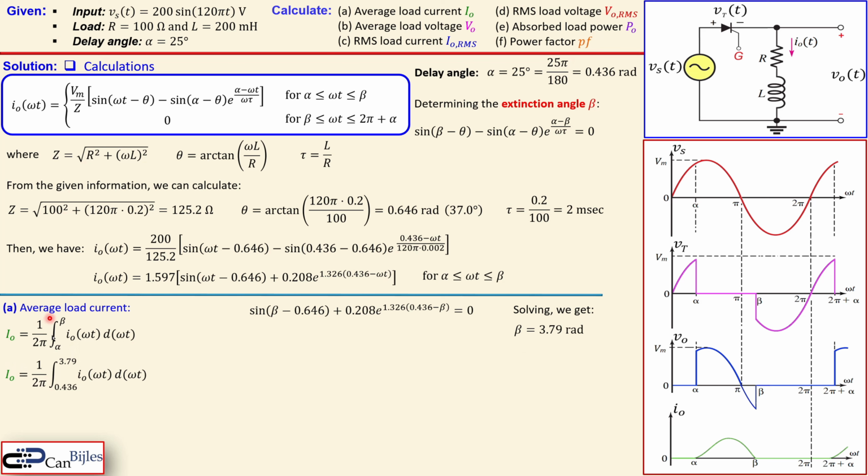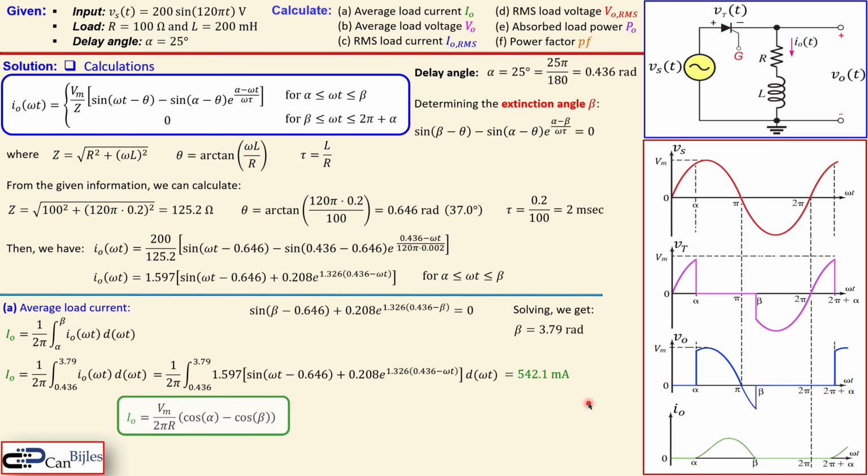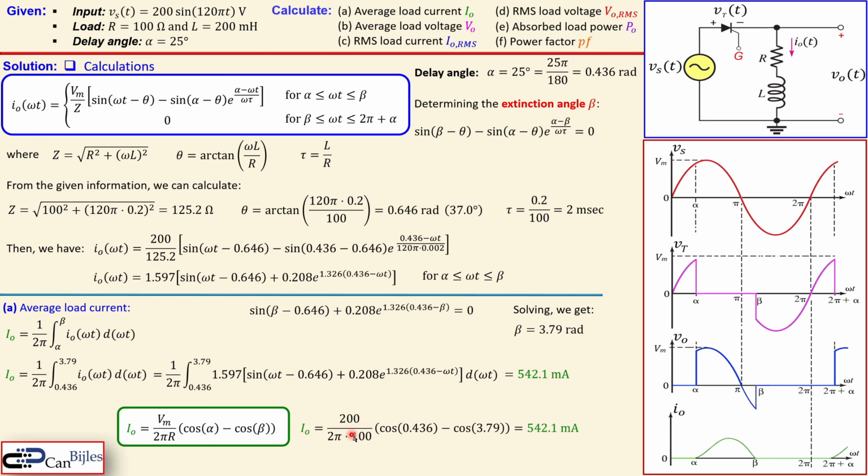Okay, that means we can now substitute the alpha and the beta and use this expression in your calculator or in the solver as shown here, and that will result in 542.1 milliamps. But you can also do it faster. If you know the alpha and the beta, that is sufficient, and of course also the given amplitude of your input signal and the resistor. This is more convenient to use, so you can go right away and don't need to do the integration. If you do that, you also get 542.1 milliamps, so it's actually the same.